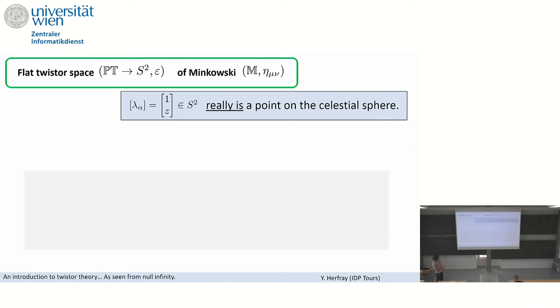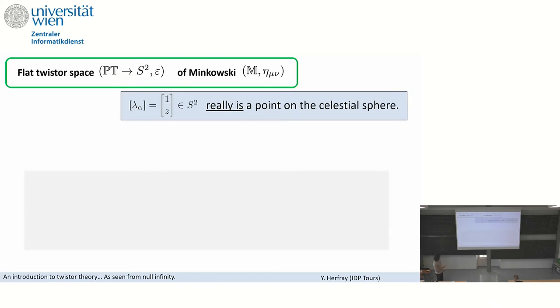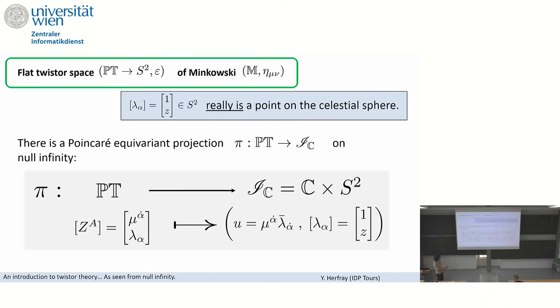Any other question on this? Also, something important to know here is that there is also a Poincaré equivariant projection from twistor space to scri, to Lorentzian scri, really. So how does that work? Well, you have to do the following thing.